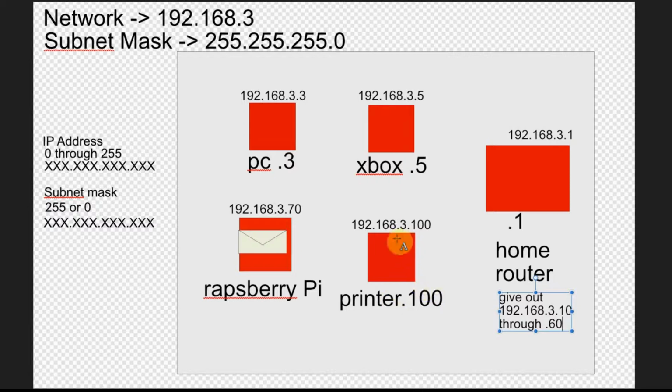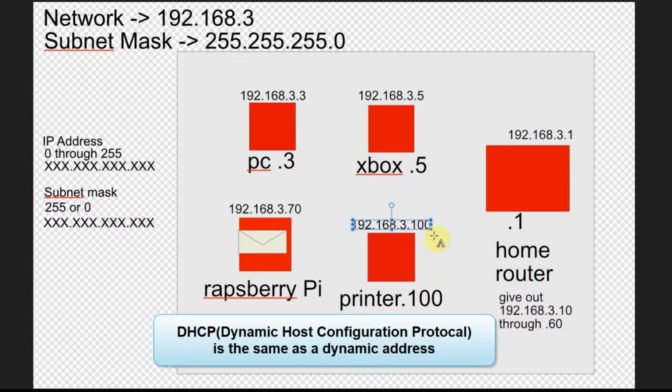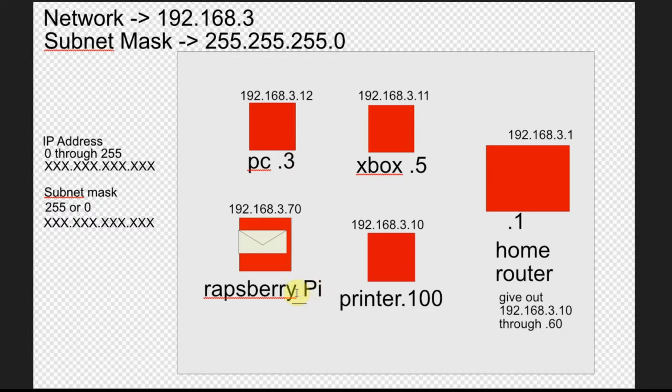So now, if I were to change this printer to a DHCP address, it would give the first address it has, and it would change this to 10. If I change the Xbox to DHCP, so it gets an automatic address, it would change it to 11. And if I change the PC to DHCP, it would change it to 12. Now the Pi is set to a static IP address and the other three are dynamic or DHCP. The Pi will hold the same address if it is powered on and off, while the other three devices may change their IP address. In our scenario, the only device that we want to maintain the same IP address is the Raspberry Pi, so we can reliably SSH into it.